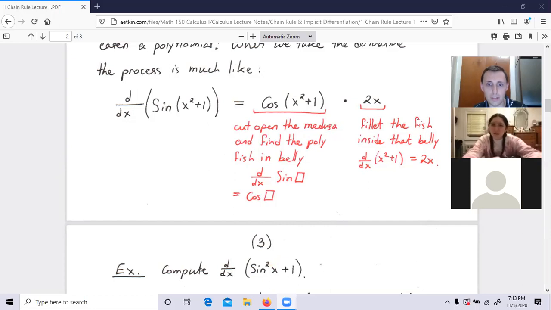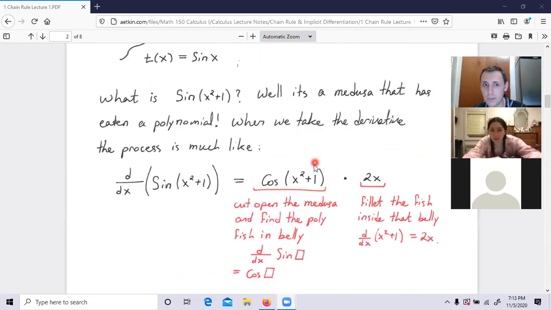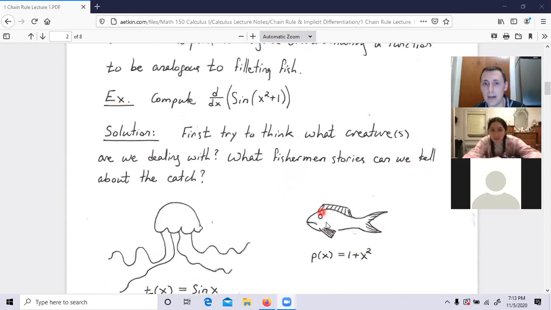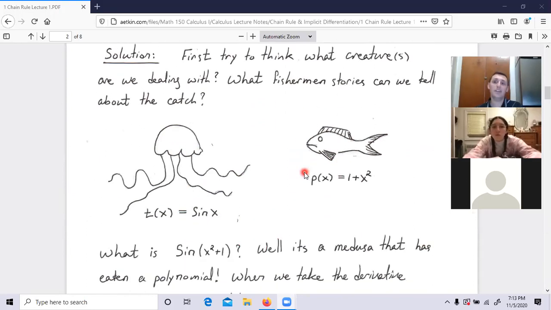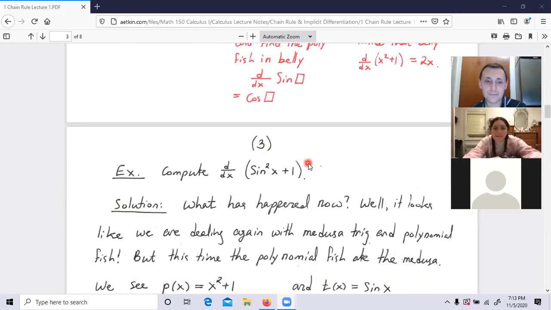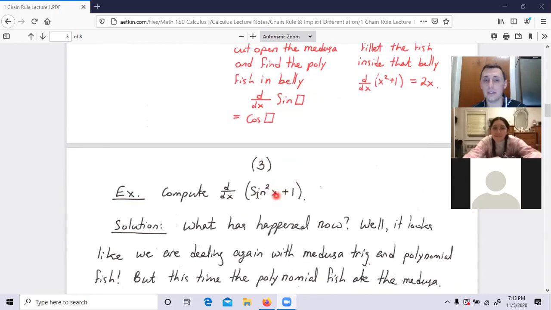No. Come on, Rachel. There is a square here, no? So it's the opposite. It's now the polynomial fish that has eaten sine. It's the fish that ate a medusa. Yes? Here you go. So then how do we differentiate it? Find the derivative of this expression. Can you do it? It's always the derivative of the outer function, and then you plug in the inner function.